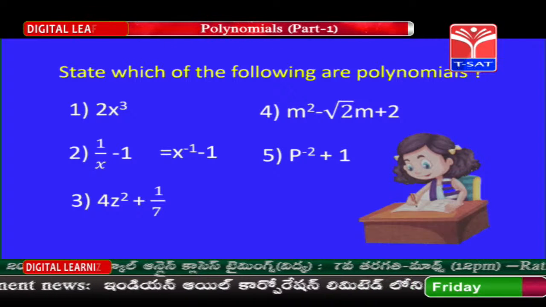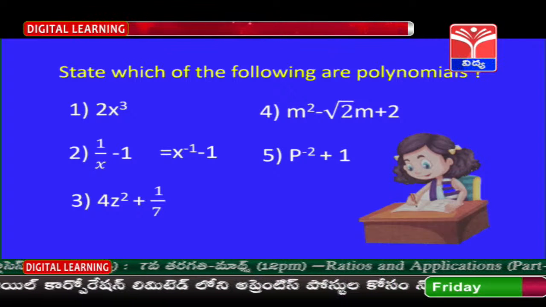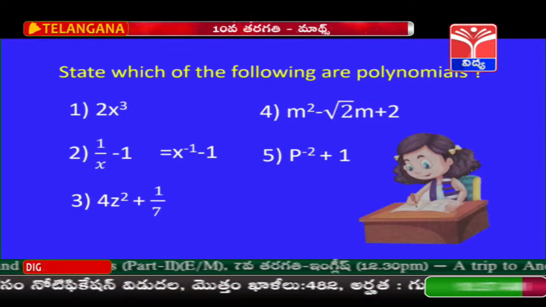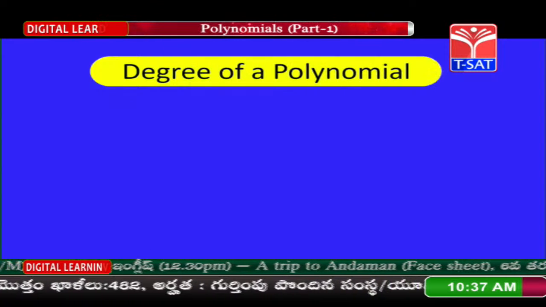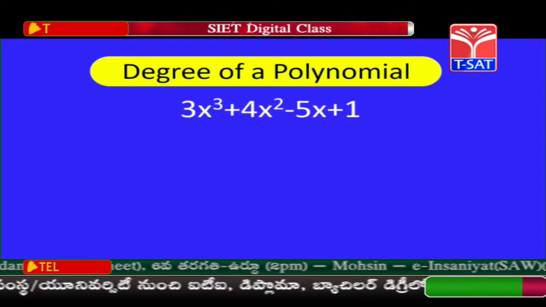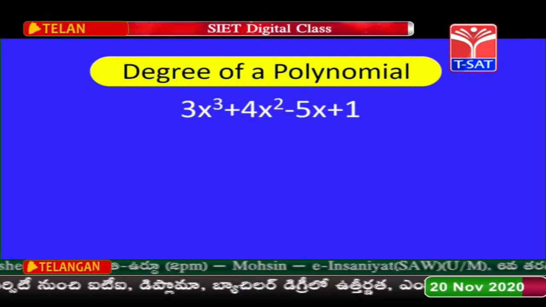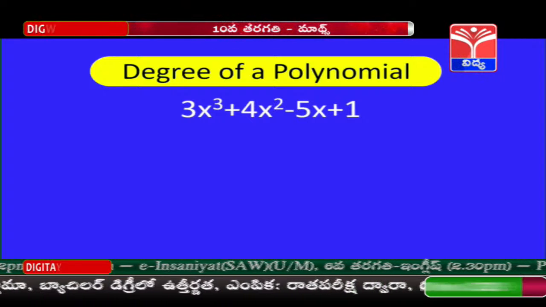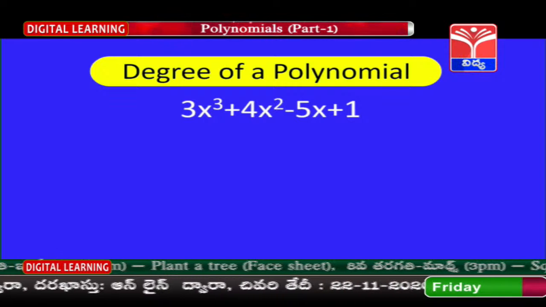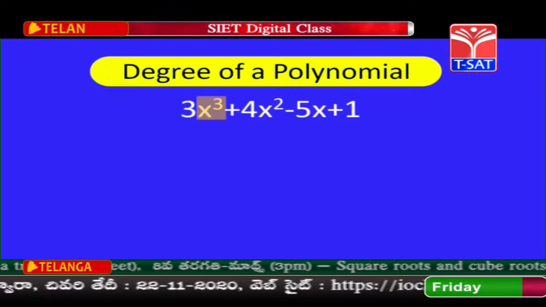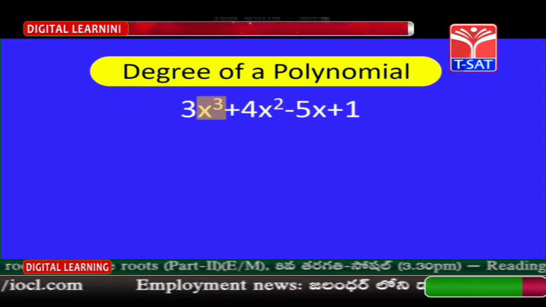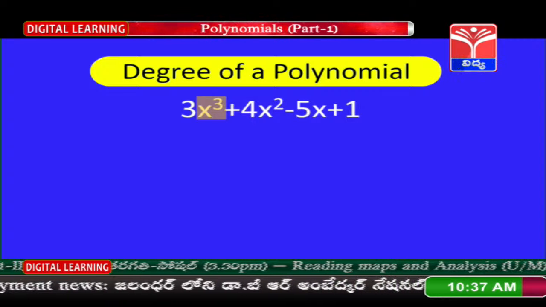Now let us go particularly to the exponents of the variables and which is the highest exponent. That teaches us the degree of a polynomial. Let us come to the next one, degree of polynomial. 3x to the power of 3 plus 4x square minus 5x plus 1. What is the highest exponent in this polynomial? What is the variable in this polynomial? Now see this. I think this is the highest exponent. Exactly.